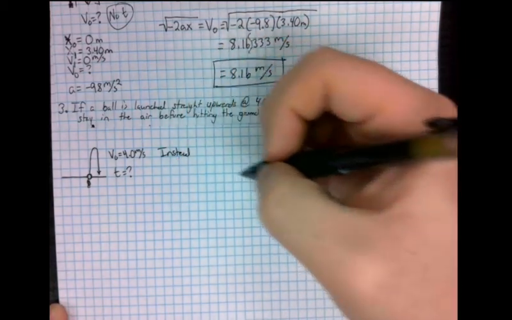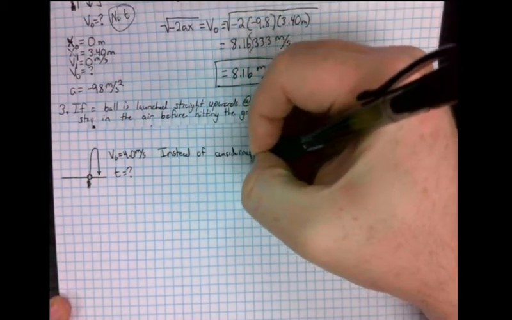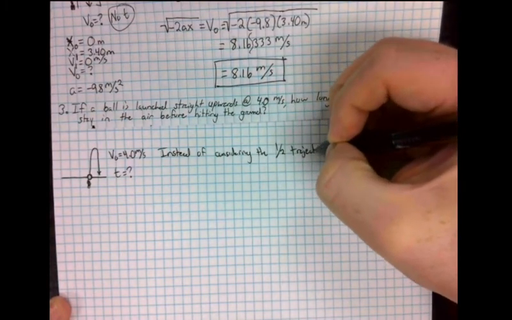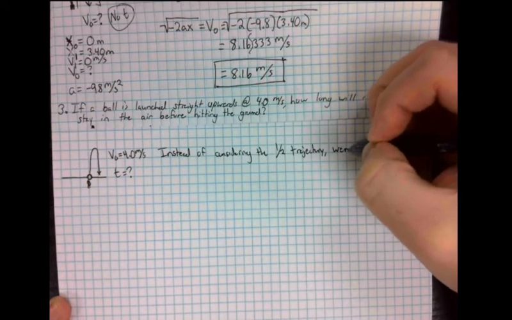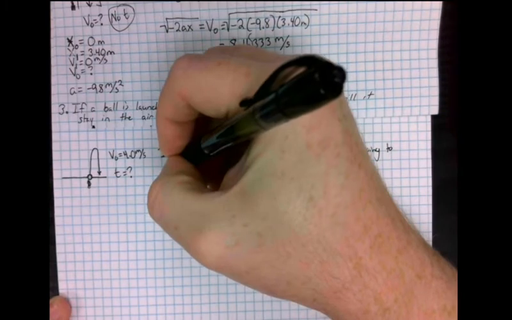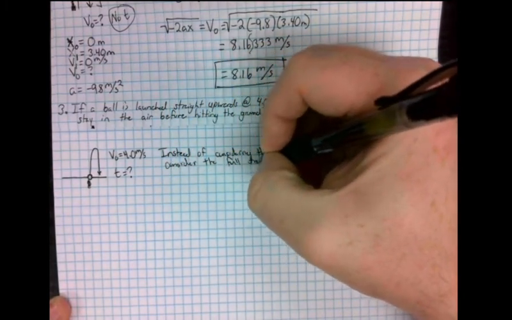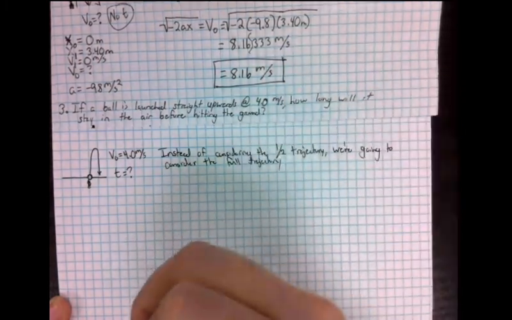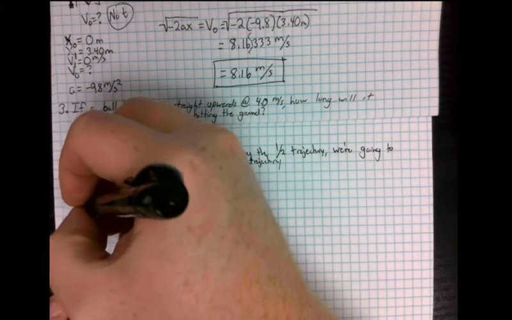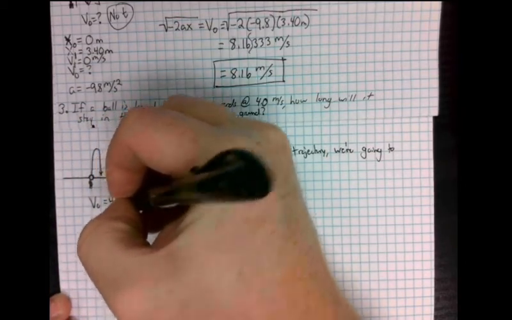So instead of considering the half trajectory, we're going to consider the full trajectory. So this time, we know that our initial velocity is 4.0 meters per second. That still stays the same.